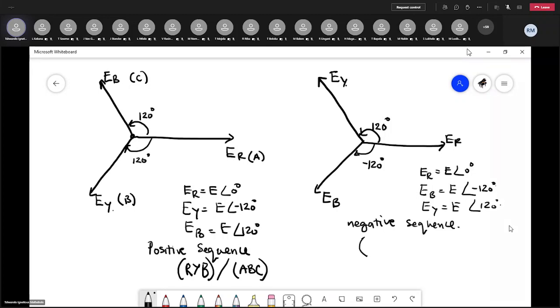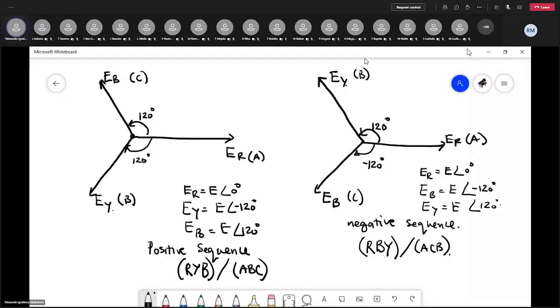It is represented as red, blue, yellow. Or if you like, this is A, this will be C, that will be B: A, C, B. So you can have A, B, C and A, C, B, and one is positive, the other one is negative. Red, yellow, blue, or ABC, is a positive sequence, or red, blue, yellow, or ACB, is a negative phase sequence.